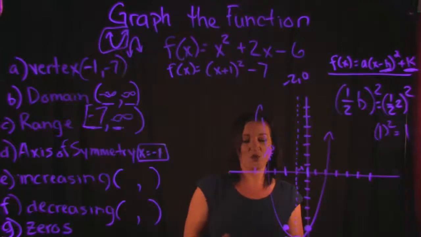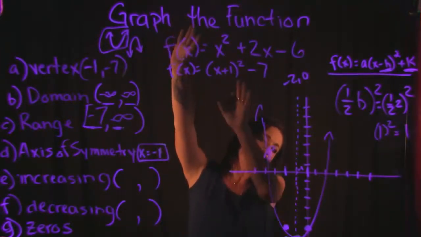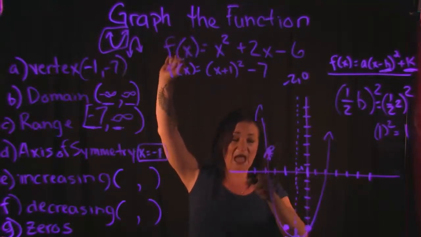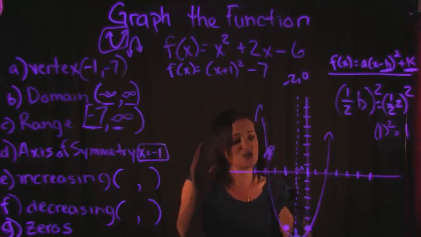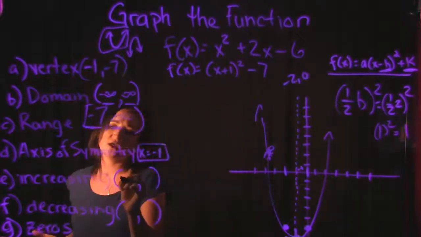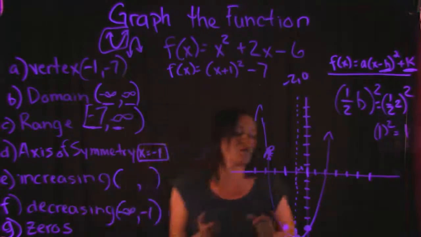Now, we just need to write what are the x values for that. So on the left, this is negative infinity. On the right, this is negative 1. Remember, we're using x values for this. So from negative infinity to negative 1, he's going to be going down. All right, so decreasing is negative infinity to negative 1.